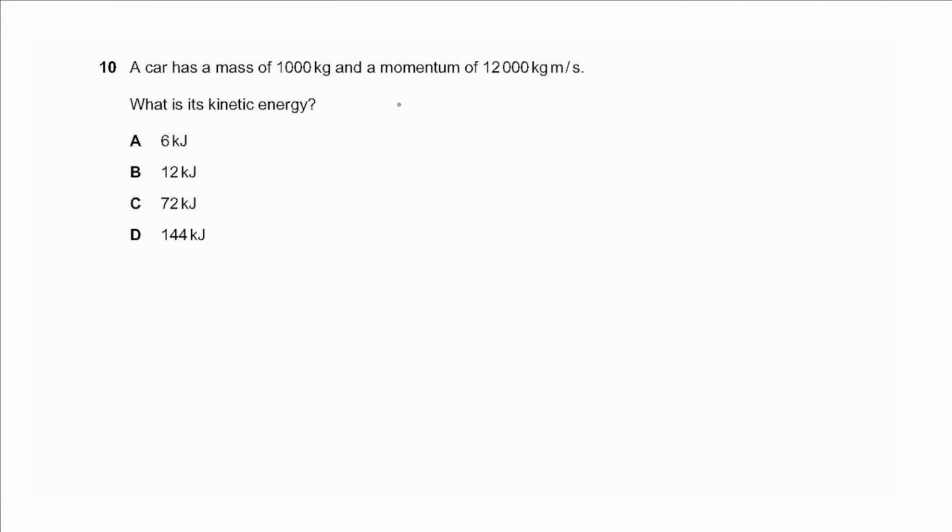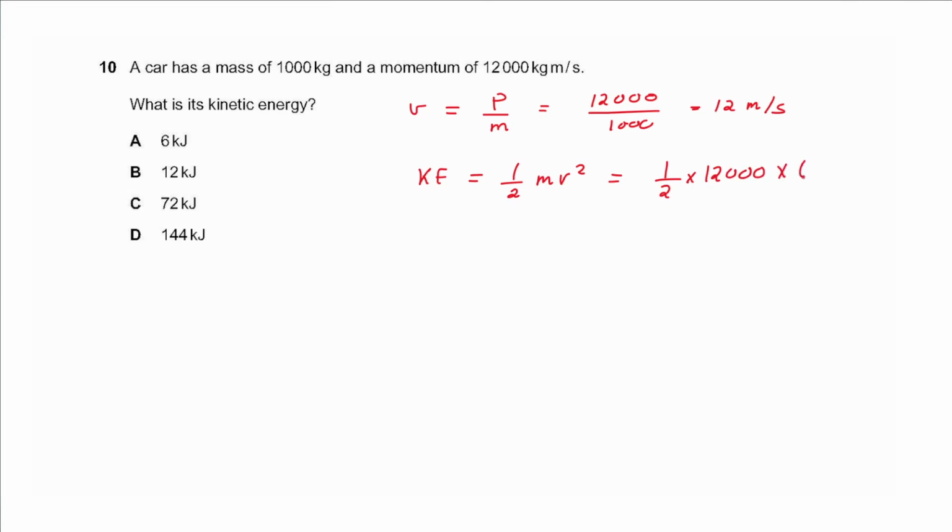We can calculate the speed, which is equal to the momentum divided by the mass. So we divide 12,000 by 1000 and we get 12 meters per second. And then we use the equation kinetic energy is equal to half mv squared to get the value of the kinetic energy. So half times the mass 12,000 multiplied by the calculated speed 12 squared. That gives an answer of 72,000 joules. So 72 kilojoules is here. So we choose C.